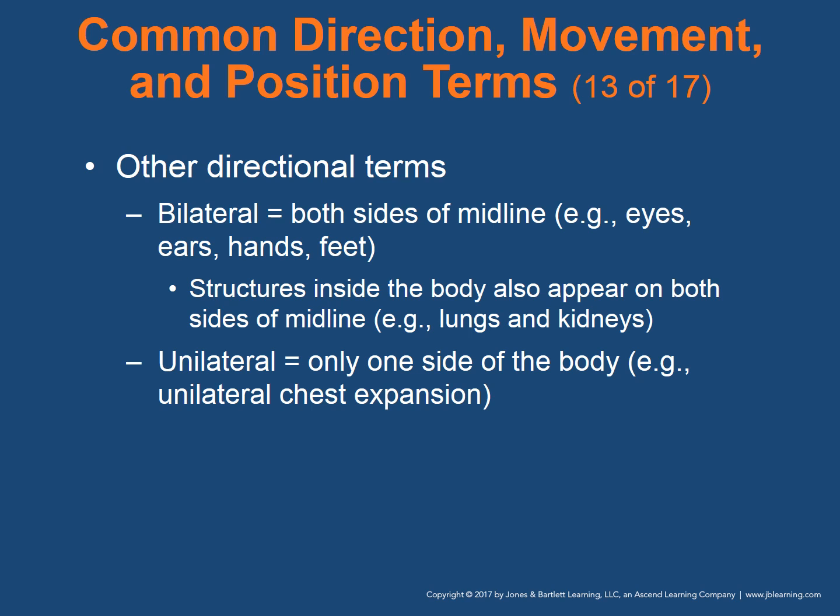Unilateral would mean one side was moving opposite of the other, right? So that'd be indicative of potentially a tension pneumothorax or something that's obstructing that side of the lung. Structures inside the body also appear both sides of the midline, lungs and kidneys. Unilateral, only one side of the body. Unilateral chest expansion, kind of what we were discussing before.